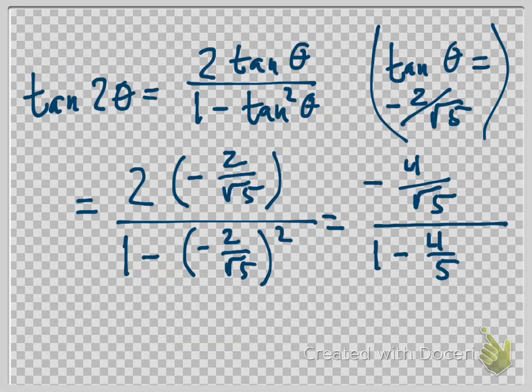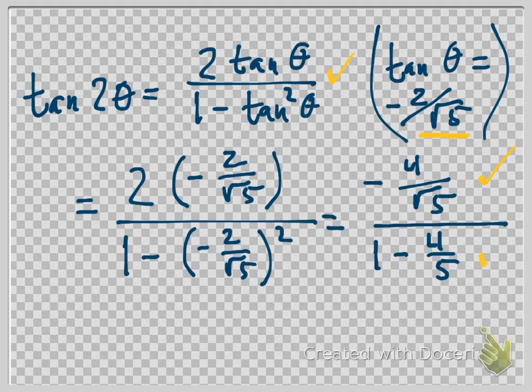Okay, let's move on to the tangent one. Here's our formula for tangent: 2 tangent theta over 1 minus tangent squared. And we had figured out previously that the tangent of the angle is negative 2 over root 5. And I'm not even going to worry about rationalizing the denominator at this point. We'll take care of that later if we need to. So 2 times the tangent, 2 times negative 2 over root 5. And then on the bottom of the fraction we have 1 minus tangent squared, so 1 minus negative 2 over root 5 squared.